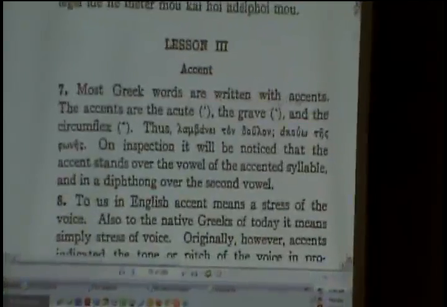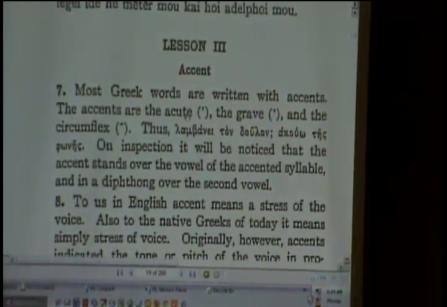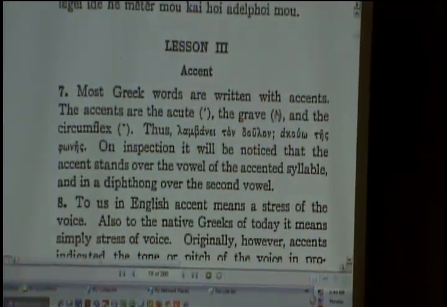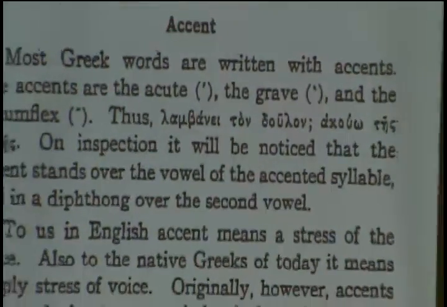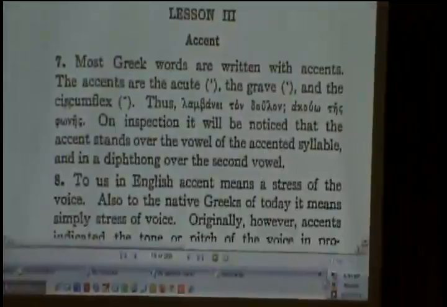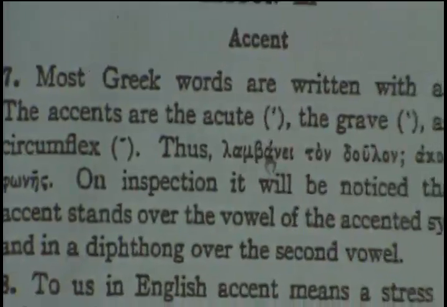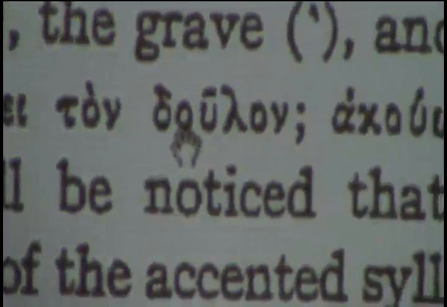Now, most Greek words are written with accents. Accents are either acute, which is to the left, or grave, which is to the right. See, acute and grave. You see the different accents? And then there's a circumflex, which is sort of a round thing. A round circumflex. Those are 3 different accents. So we have lambane. See, that's an acute accent to the right. And ton, which is to the left, ton. And then dulon. That's a circumflex. See, these are the 3 different accents: acute, grave, and circumflex.